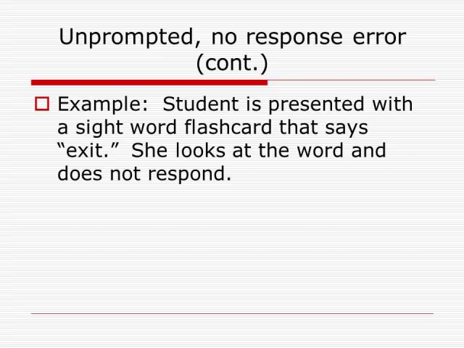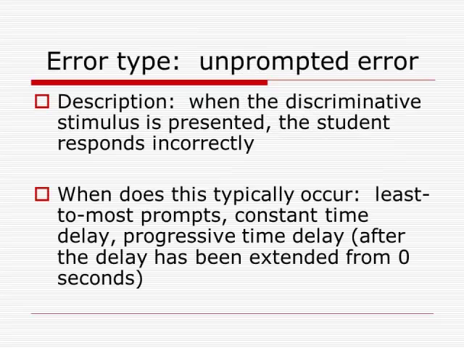The second error type is an unprompted error, or in layman's terms, teacher does nothing, student responds wrong. Okay? The description is just what I said. When the discriminative stimulus is presented and the teacher is not prompting, the student responds incorrectly. And again, these most likely occur when non-stimulus prompting systems are used.